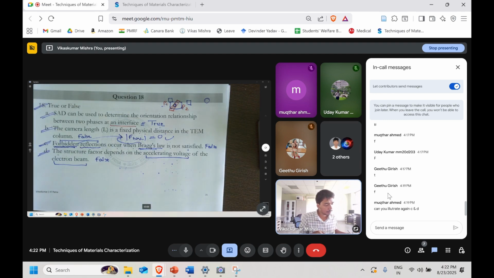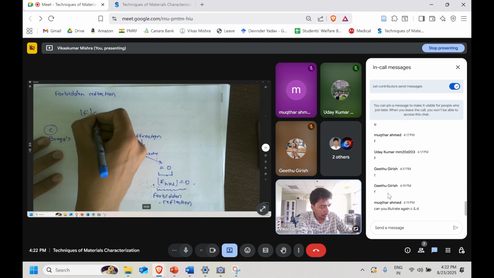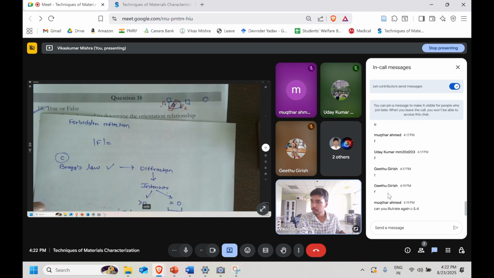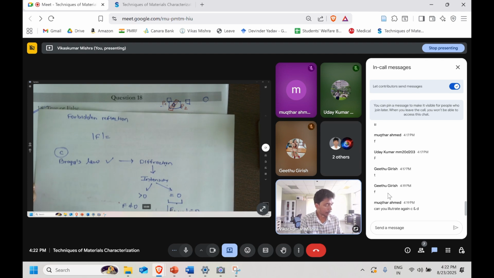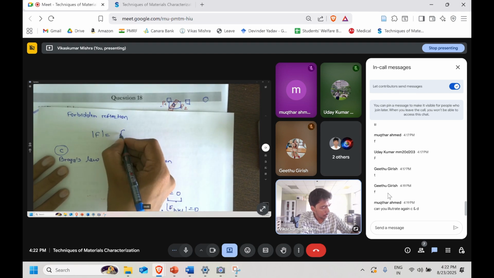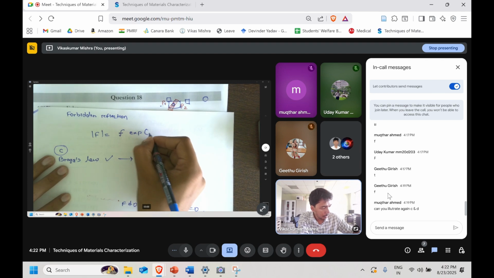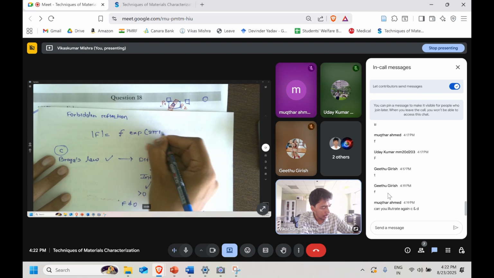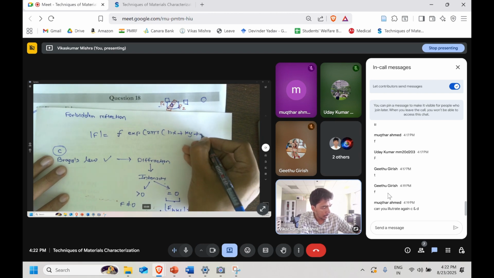Let's see the D part. The structure factor depends upon the accelerating voltage of the electron beam. We saw that it's not. When we wrote the structure factor term, it is the atomic scattering factor times exponential of 2 pi i (Hx plus Ky plus Lz).